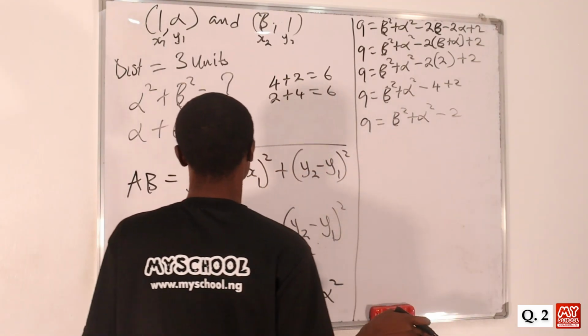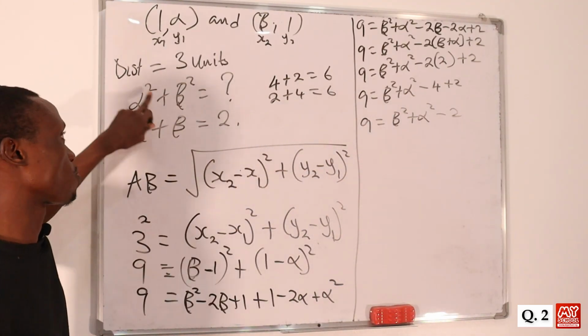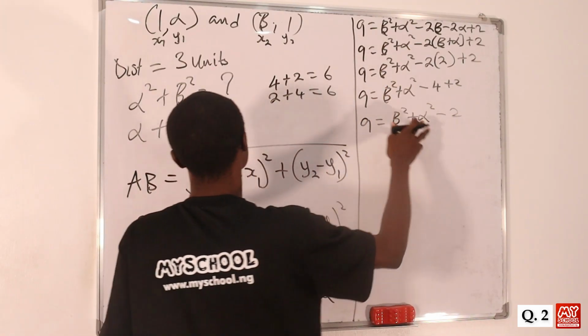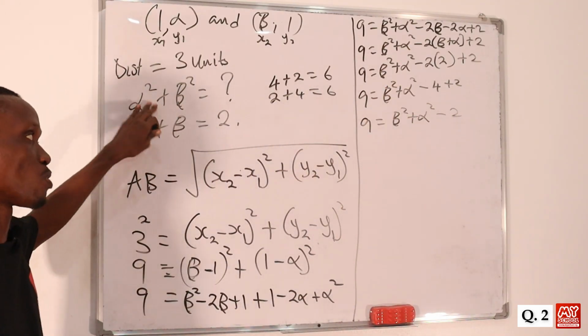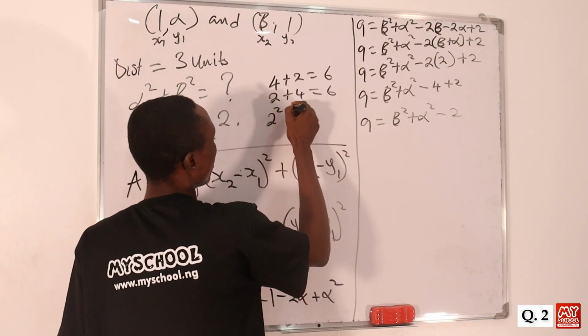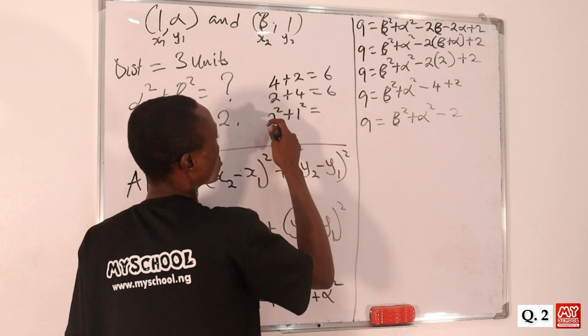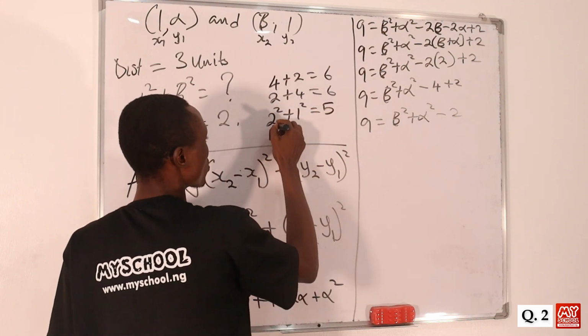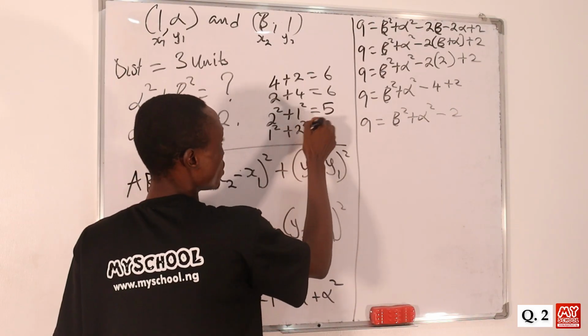Now remember, in this question we are asked to calculate for alpha square plus beta square. Remember, beta square plus alpha square is still the same thing as alpha square plus beta square. Okay, it's still the same. For example, if I'm having 2 square plus 1 square, okay, so this will be equals to 5. Okay, so if I'm having 1 square plus 2 square, it's still 5.